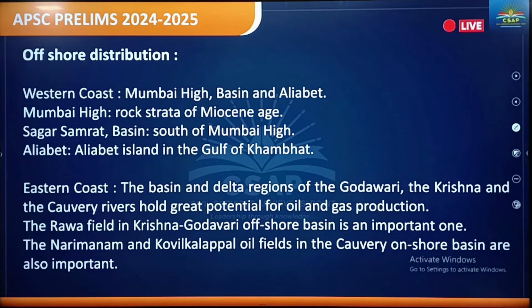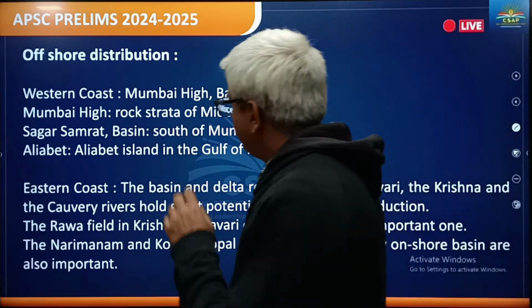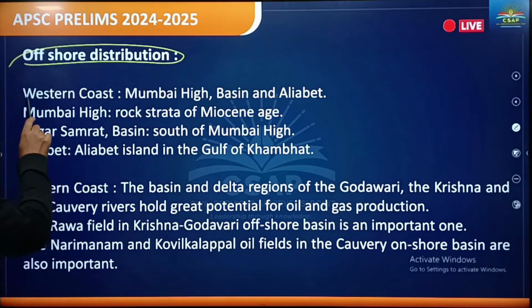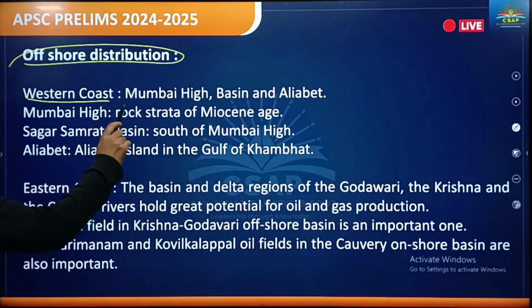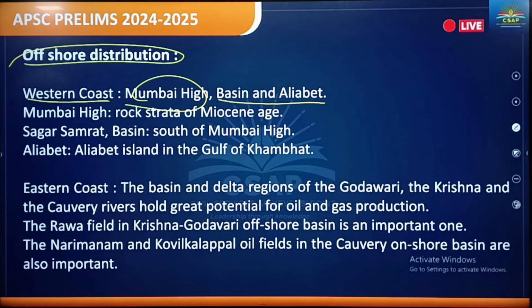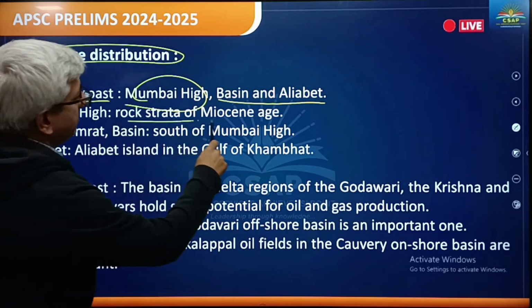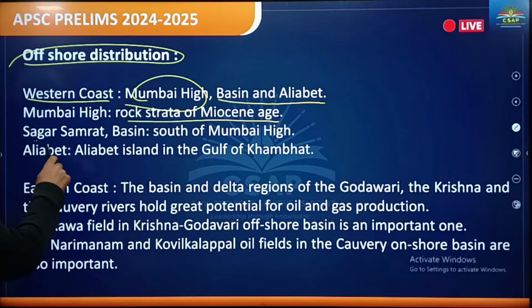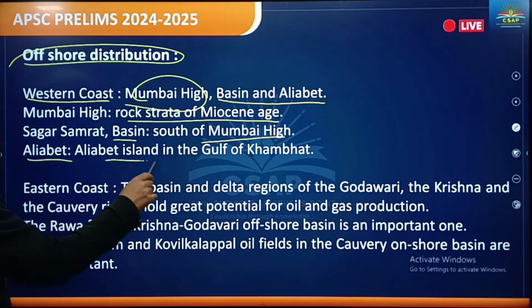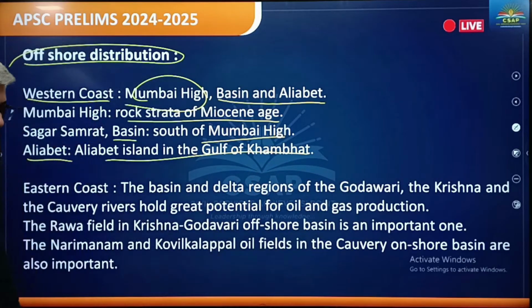Then offshore distribution. We have the western coast. On the western coast there is the Mumbai High Basin, then the Aliabet Basin, almost near Mumbai. Mumbai High has rock strata of Miocene age, and the Sagar Samrat Basin is south of Mumbai High. Aliabet Island is in the Gulf of Khambat.